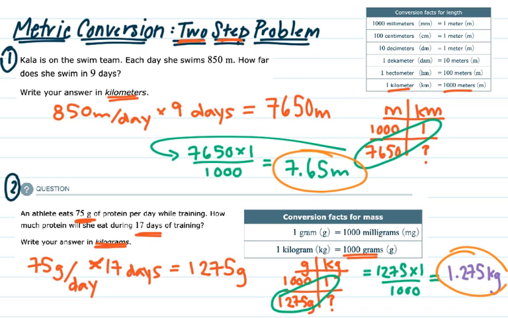And sorry, let me just go back up here. I noticed I wrote meters here by accident. We were missing kilometers. So this many meters is equal to 7.65 kilometers. This many, 1,275 grams, is equal to 1.275 kilograms.